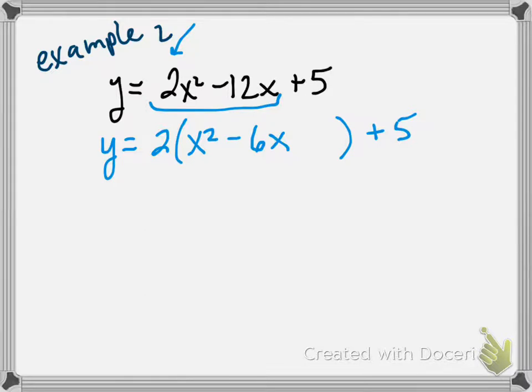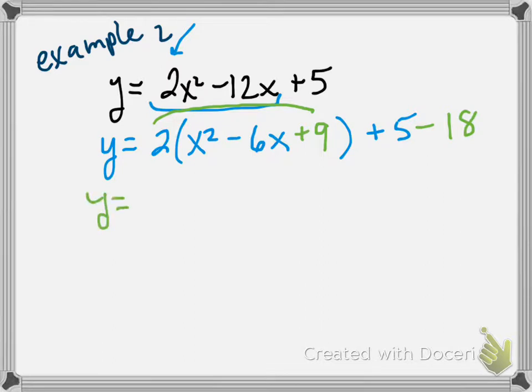Okay, next we're going to ignore the 2 while we figure out what b is, take half of it and square it. And that's what we're going to add in here. And now this is when we have to be careful, and this is where it differs. So on the last example, we subtracted 81 because we added 81. When we put a 9 inside these parentheses, it's actually 9 times 2 that we're adding to the right side of this equation. We actually just added 18. So we're going to subtract 18 also.